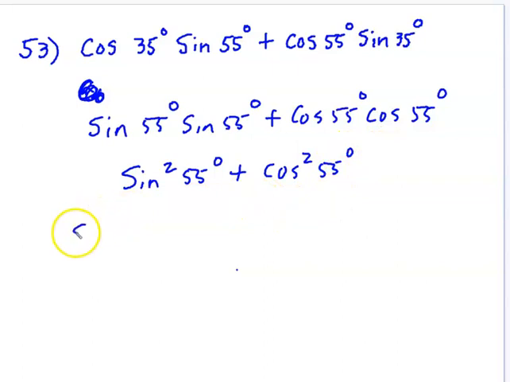And that should look familiar by now. We have a Pythagorean identity that looks like this, sine squared. Now this represents the same angle measurement, and they are the same. So anytime you add sine squared theta and cosine squared theta, you get 1. So my answer for number 53 is 1.